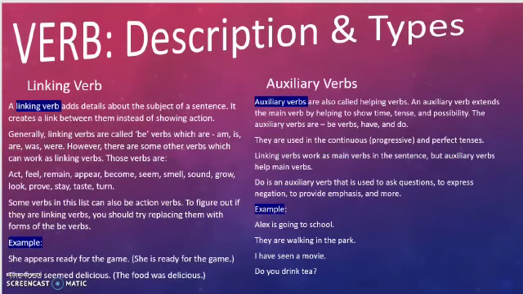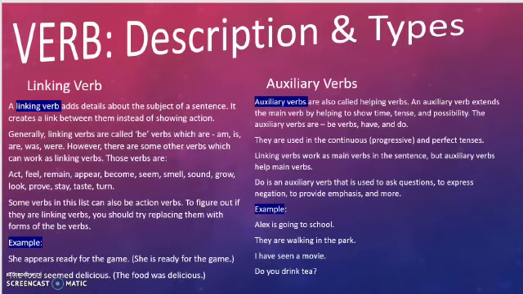Now, linking verb. A linking verb adds details about the subject of a sentence. It creates a link between them instead of showing action. Generally, linking verbs are called be verbs, which are is, am, are, was, were. There are some other verbs which can work as linking verbs, for example, act, feel, appear, grow, look, prove, stay, turn. Now, for example, she appears ready for the game. Now, she is ready for the game in simple words.